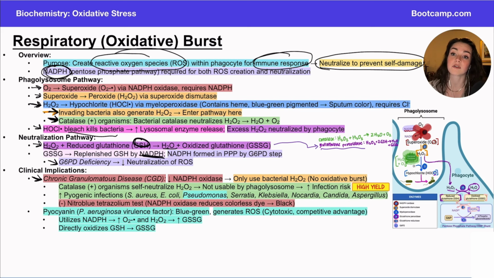These patients could not perform the first step of the oxidative burst mediated by NADPH oxidase, which was fine until they encountered a catalase positive organism. And those catalase positive organisms were self-neutralizing their own peroxide, leaving these patients with CGD effectively defenseless against catalase positive organisms. And then we talked about pyocyanin, which was a virulence factor of Pseudomonas aeruginosa, and how it created all sorts of different reactive oxygen species to outcompete all of its bacterial competitors.